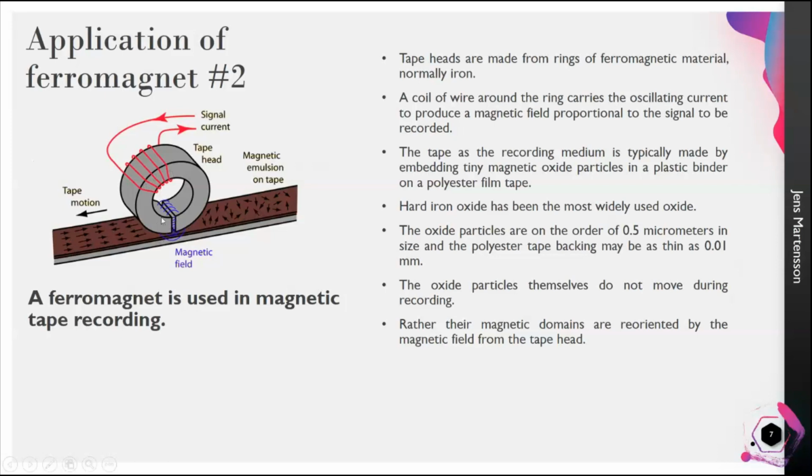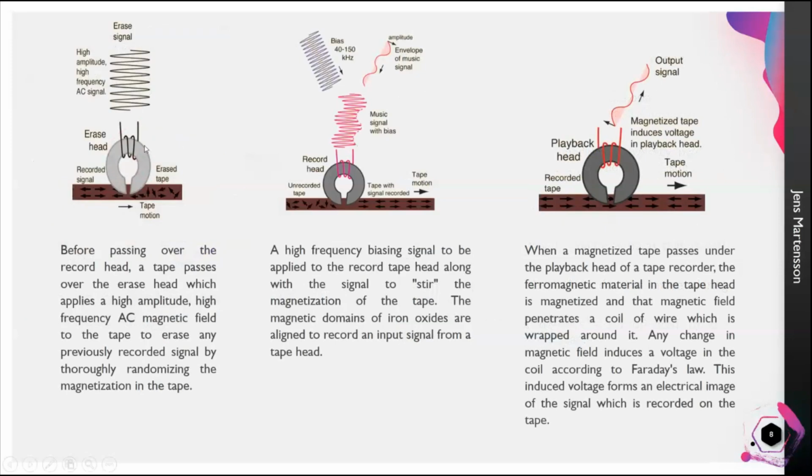The oxide particles themselves do not move during the recording, but actually it's their magnetic domains that are oriented by the magnetic field produced by the tape head. So this is the process of magnetic recording. Firstly, before passing over the record head, the tape passes over an erase head, which applies a high amplitude and high frequency alternating current magnetic field to the tape to erase any previously recorded signal by randomizing the magnetization on the tape.